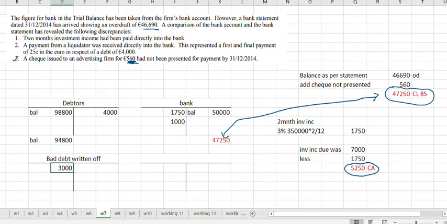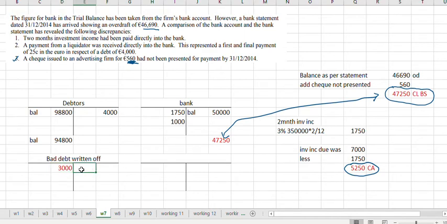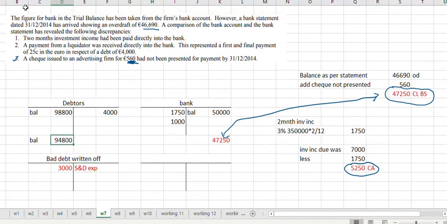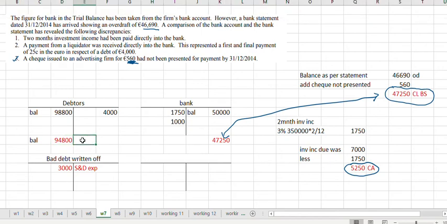Bad debt written off. Bad debt written off goes in as a selling and distribution expense. I'll mark that in red. And the debtors figure is our current asset figure. Current asset in the balance sheet. Okay, I'll mark that in red as well.